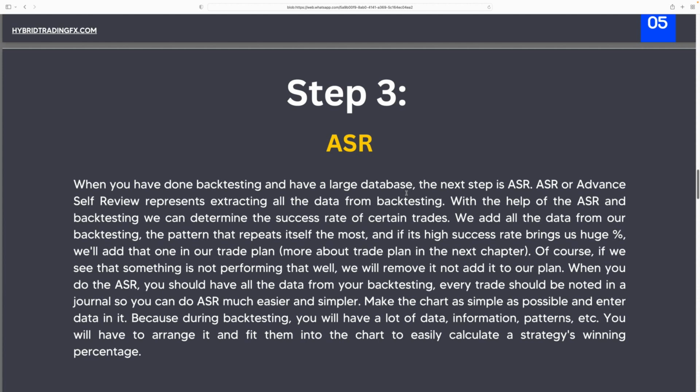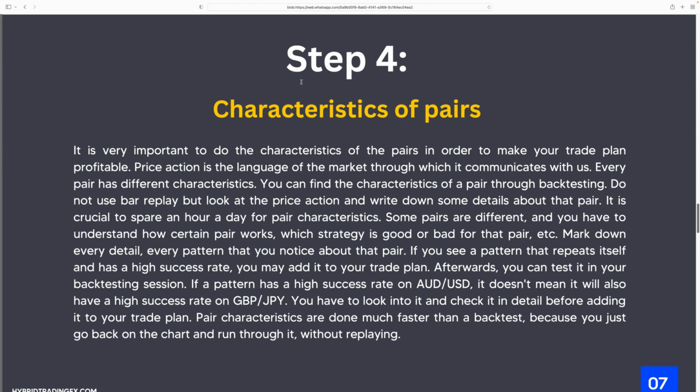So when you have done your ASR, when you have collected the data from your backtesting, with that data, you can actually make a trade plan. Okay. So the fourth step is pair characteristics, guys. Really, really important. As I told you, price action is the language of the market. Okay. And as I told you as well, every pair has its own language.